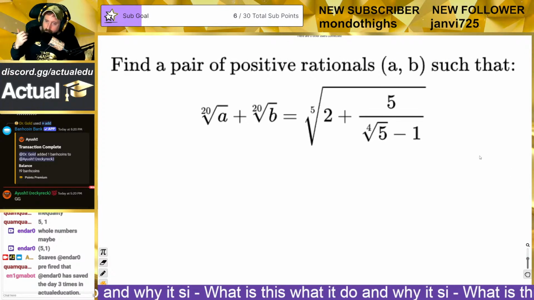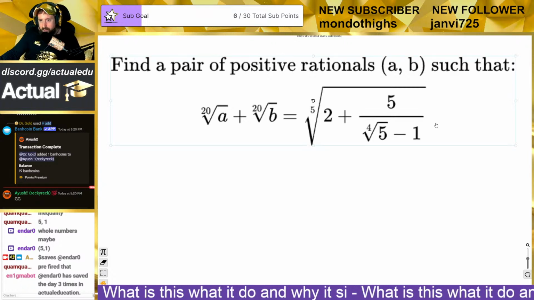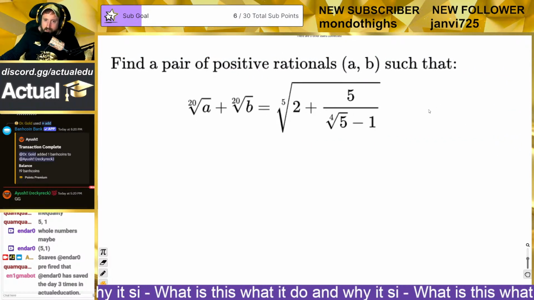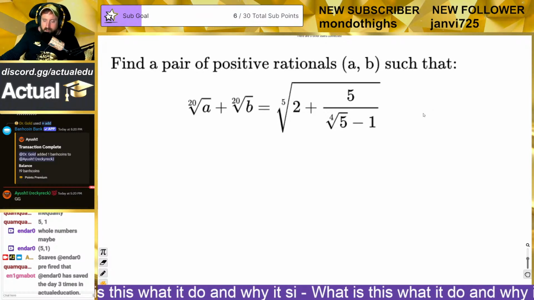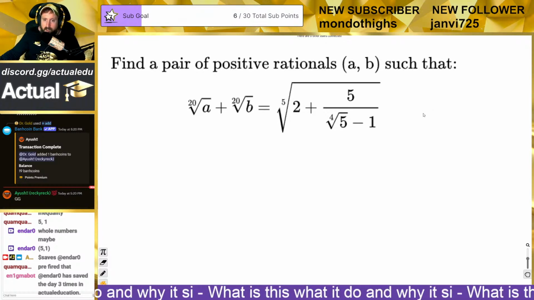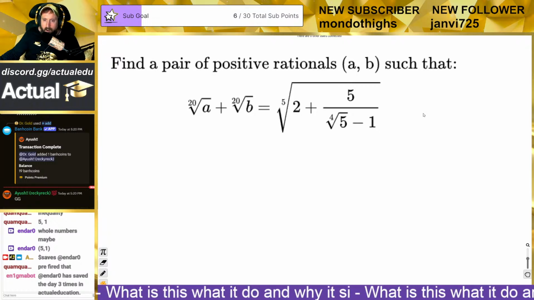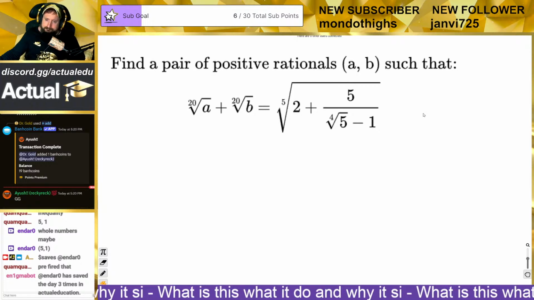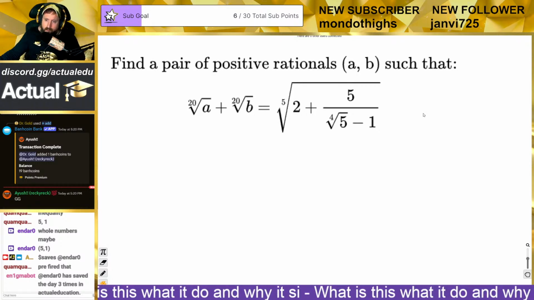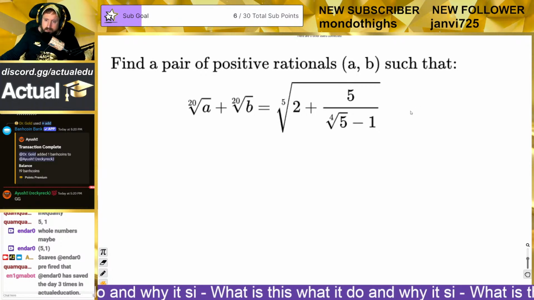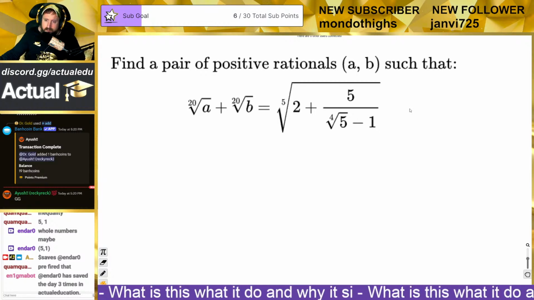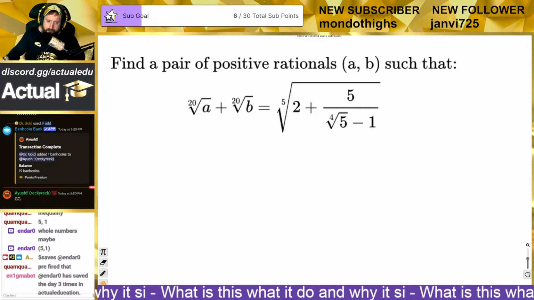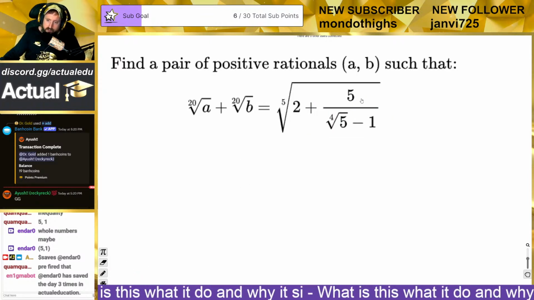Okay. Let me see if I can do this for you, Quam. Find a pair of positive rationals such that this is true. Jesus Christ. Huh. Well. My first inkling, I don't like seeing radicals on the bottom. So I'm going to do what's called rationalizing this.